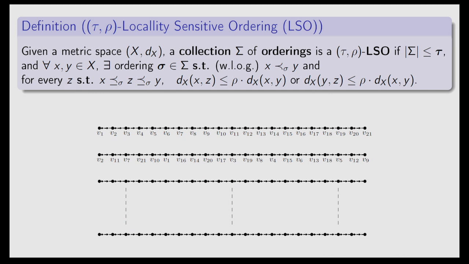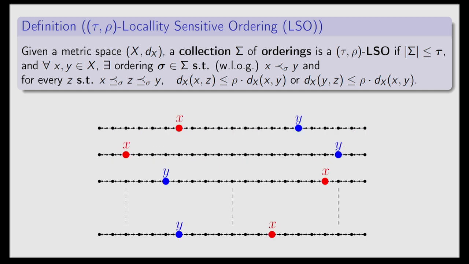So you're given some metric space X, and the locality-sensitive ordering, LSO, is a collection sigma of orderings. There are two parameters, tau and rho. You have tau orderings, which are just orders over the points. There are no distances or anything, just first point, second point, and so on, tau times. And the guarantee is that for every 2 points, there is one of the orderings in which these points are almost consecutive.